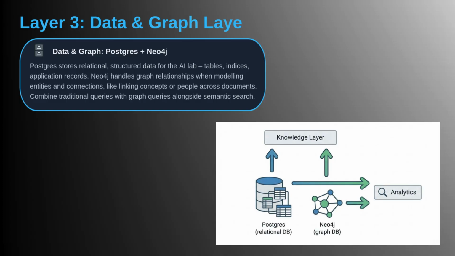Neo4j lives alongside Postgres, but focuses on relationships. It shines when the important thing is not just the items themselves, but how they connect. For example, mapping which concepts appear across which documents, or how different people, projects, and topics are related. By keeping these responsibilities separate from the vector database in the knowledge layer, the lab gets three different ways to think about data: semantic similarity through embeddings, structured queries through SQL, and relationship-focused queries through graphs. Together, they cover a wide range of questions the system might need to answer.